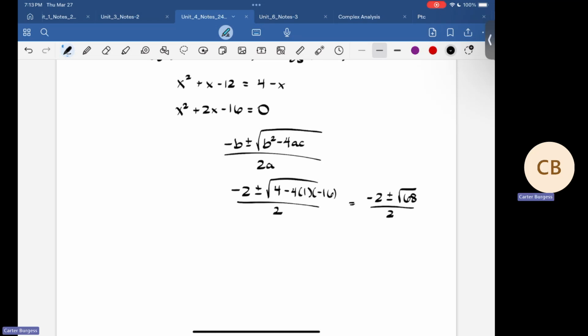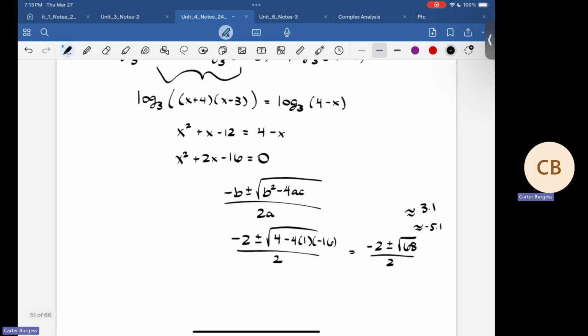So the square root of 68 is relatively close to 8. It's a little bit more than 8. So this is going to be about, let's call it, if I do plus, about 3.1. And if I do minus, it's going to be about negative 5.1, just to make it clear what we've got going on.